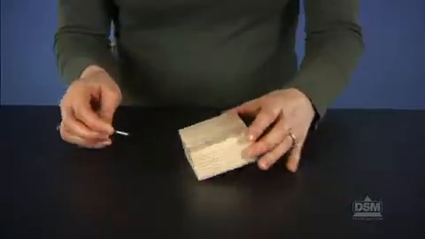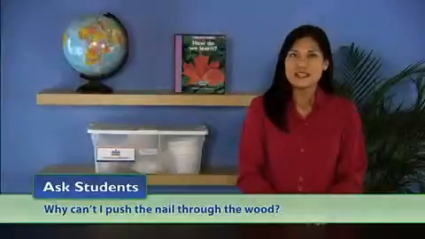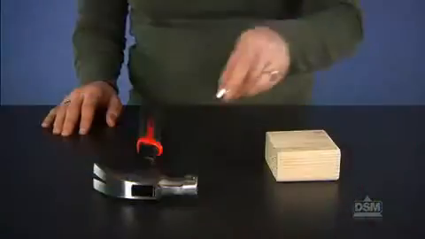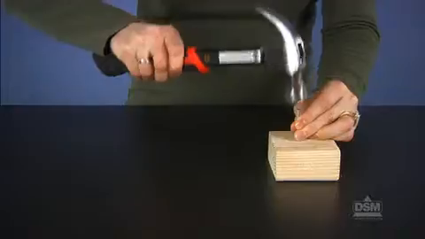To begin the activity, gather students around the demonstration table. Pick up the nail and try to press it through the block. Ask students, "Why can't I push the nail through the wood?" Students may suggest that the wood is too hard or that you need a tool such as a hammer to do the job. To demonstrate, pick up the hammer and pound the nail into the wood.